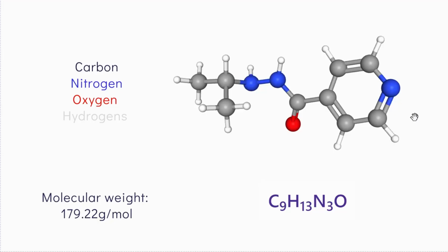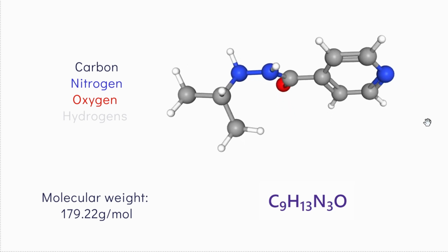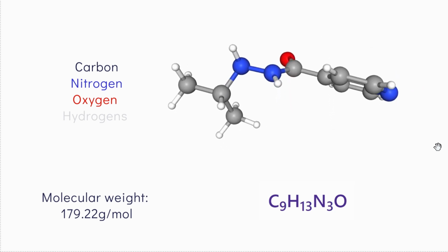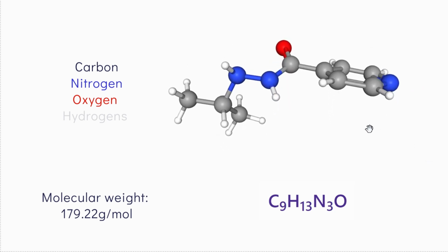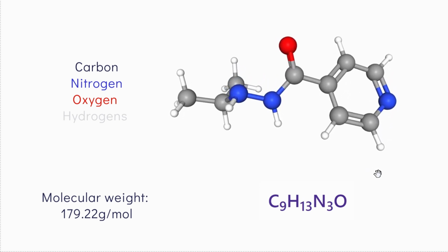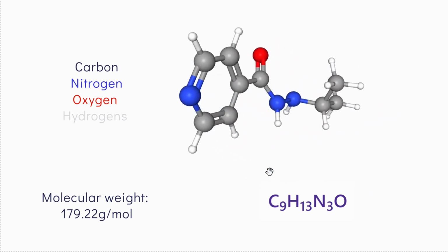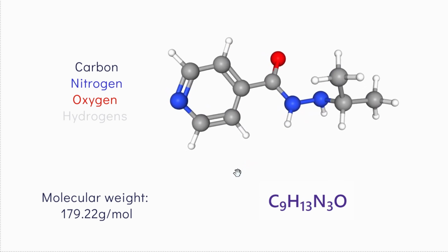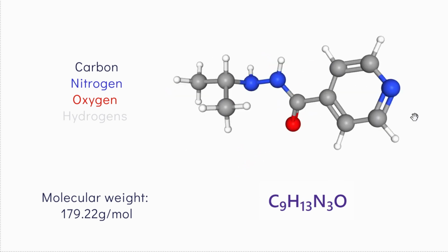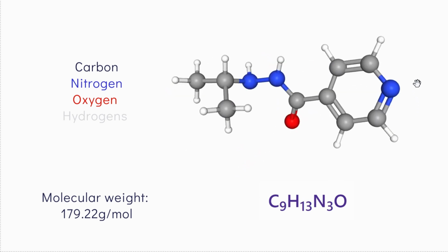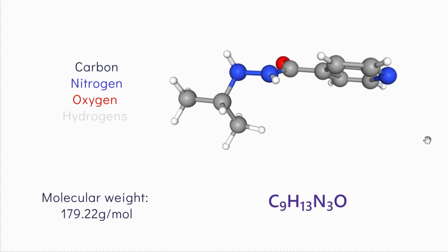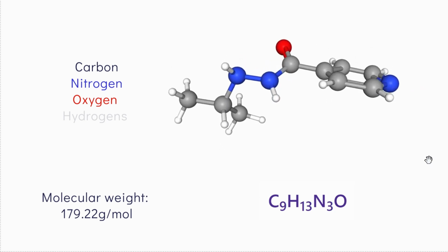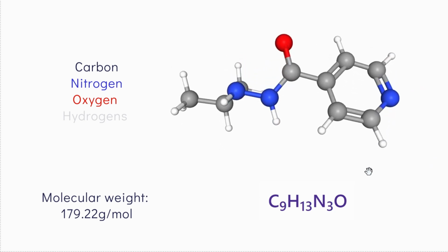Let's take a look at a 3D model of Iproniazid to see what we can learn just by looking at it. First, the basics. It has 9 carbons, 3 nitrogens, 1 oxygen, and 13 hydrogens. This amounts to a molecular weight of 179.22 grams per mole. So it's a small, rather light molecule. It has a formal charge of 0 because if you look at it, all the atoms in the structure are making the number of bonds they need to be stable. There are no positive or negative charges.